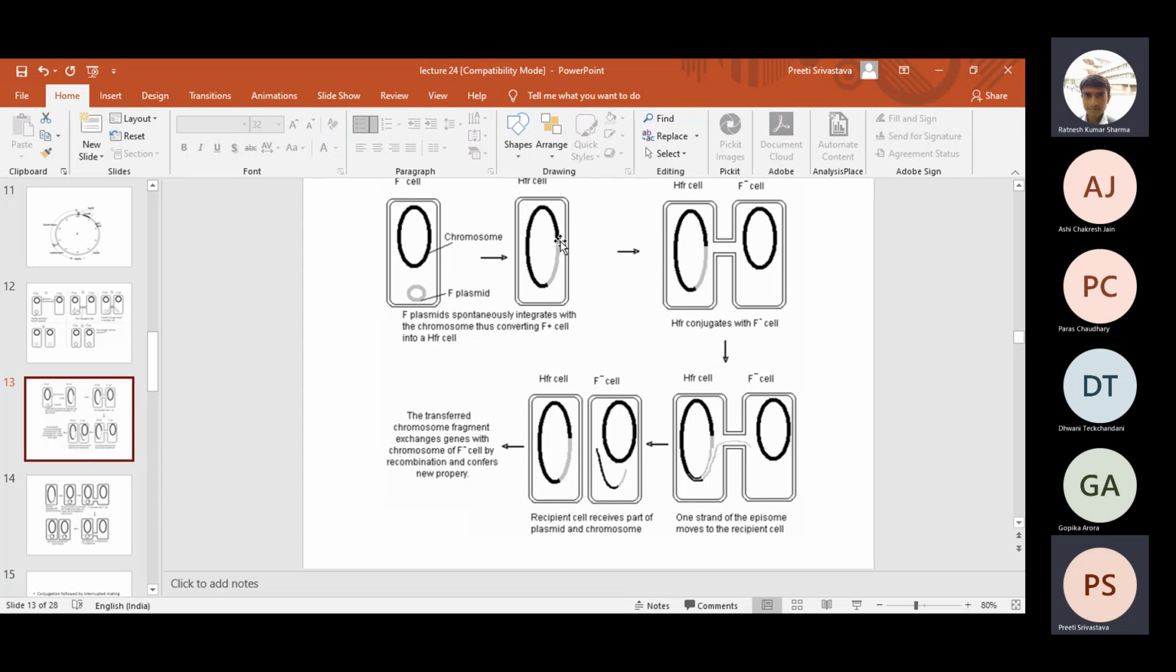So as a result, when conjugation takes place from an HFR to an F minus cell, and you try doing it for multiple such strains, you will be able to generate a map of the chromosome based upon the transfer of markers. Based on the percentage, I can say what the arrangement of this is.